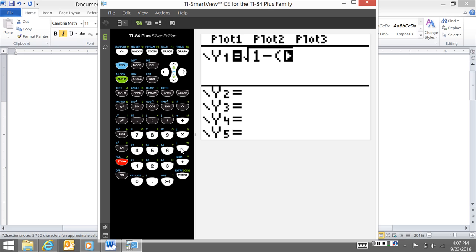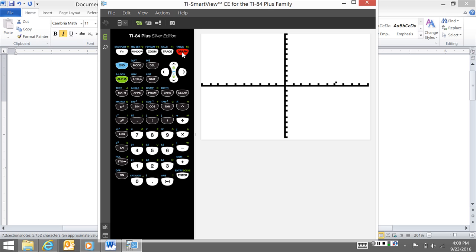x minus, okay, oh, I lost the x. It's because I used the keyboard X and it didn't like that one. Okay, 7 squared. Okay, so I'm going to hit graph and watch what happens here.